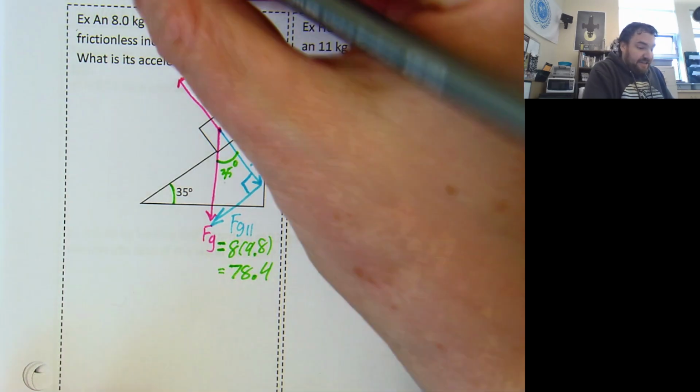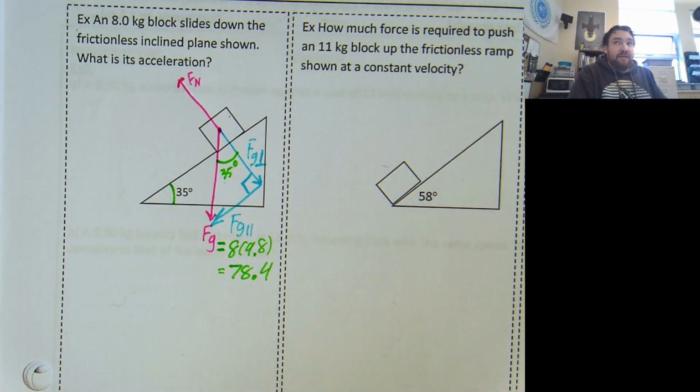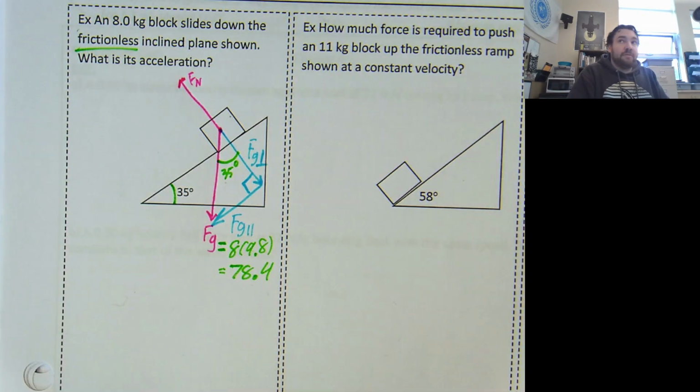And we're asked to find the acceleration. Are there any other forces acting on this thing? Sorry? Is there friction acting in the question? Why not? Because it says frictionless.